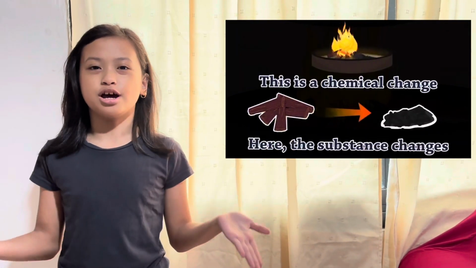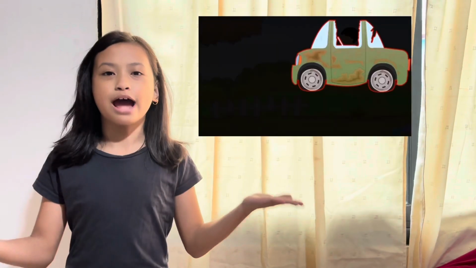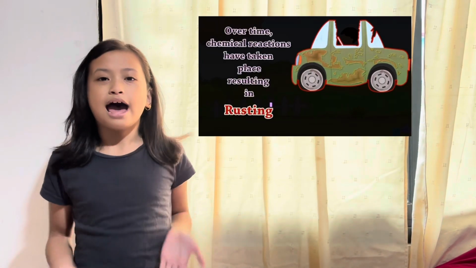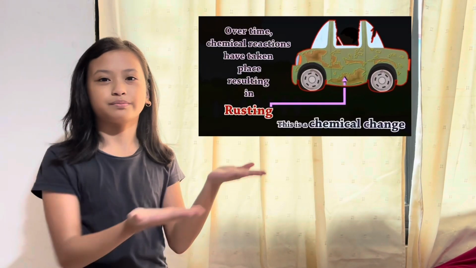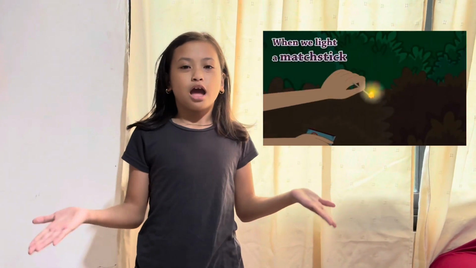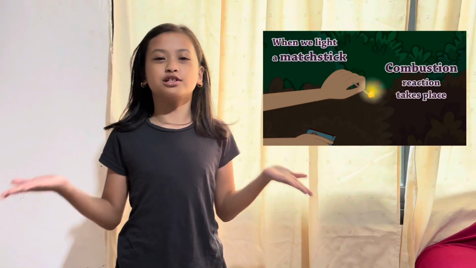And here is another example. Look at this car. Chemical reactions have taken place, resulting in rusting. And this is chemical change. And this is my last example. When you light a matchstick, combustion reaction takes place. And this is a chemical change.